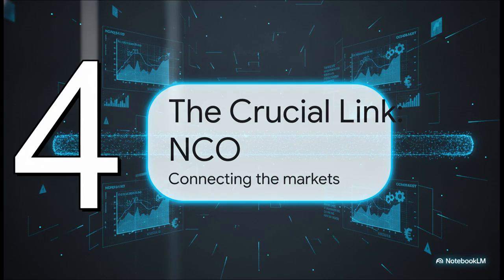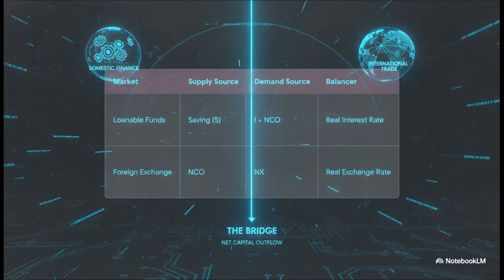Section 4. The Crucial Link, NCO. When you look at these 2 markets side by side, something truly fascinating pops out. Look right at net capital outflow, or NCO. It's this brilliant design feature linking the 2 systems together. In the loanable funds market, NCO is a piece of the demand for money. But over in the foreign currency exchange market, NCO acts as the supply of dollars. It's literally the exact same variable acting as a bridge between domestic finance and international trade.